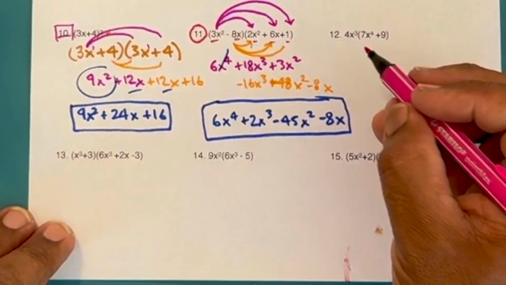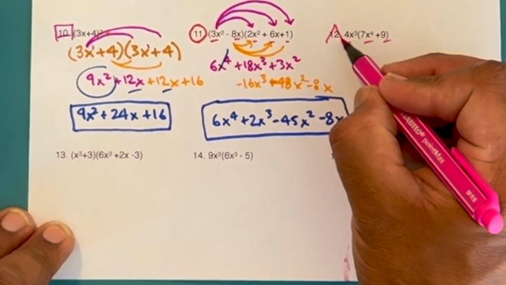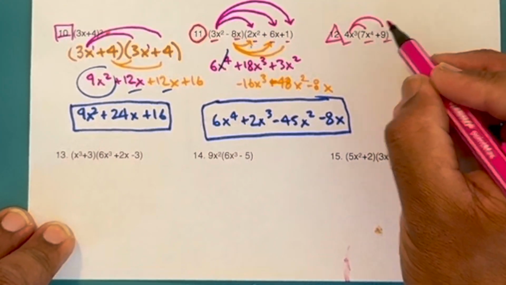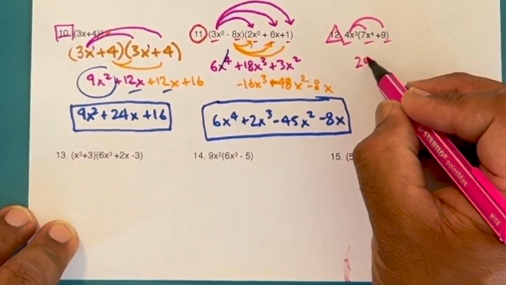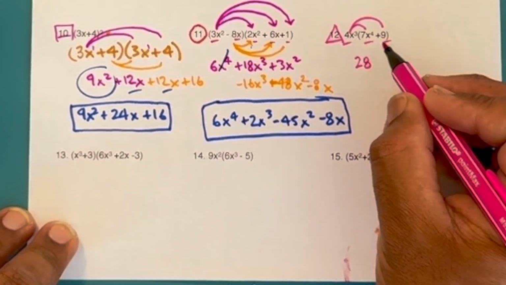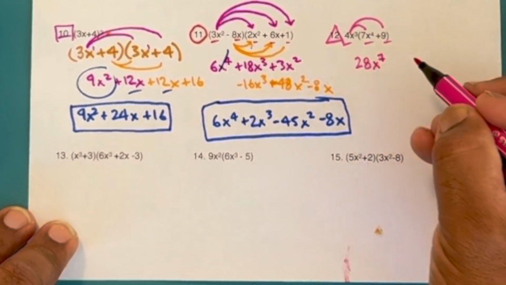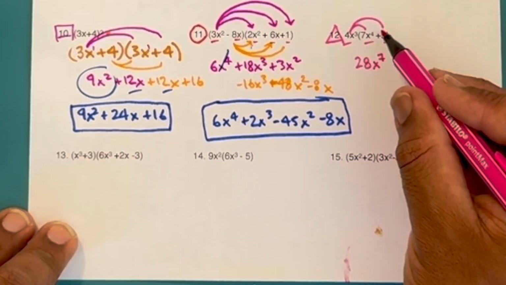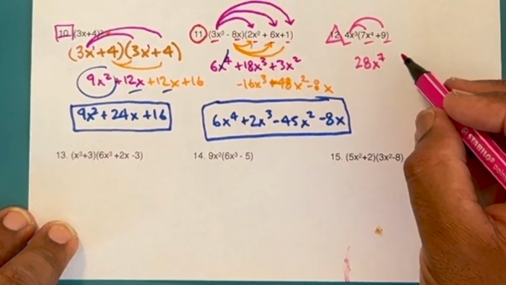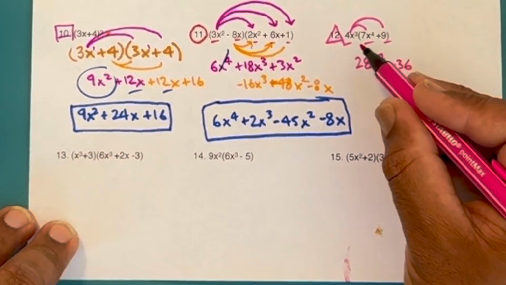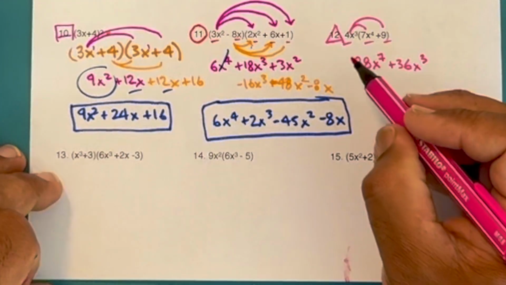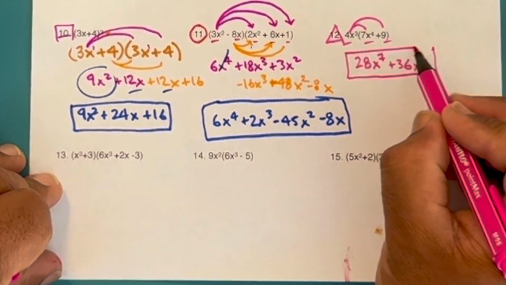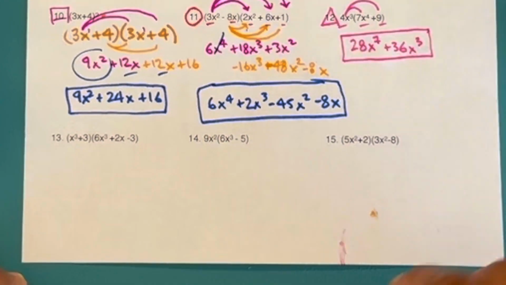Alright, you can tell right away, 1, 2, 3 parts. So distribute, multiply really. So 4 times the 7 is 28. X to the third times x to the fourth is x to the seventh. Then distribute, so 4 times the 9 is 36, and x to the third is just x to the third. 3 more, we're almost there.